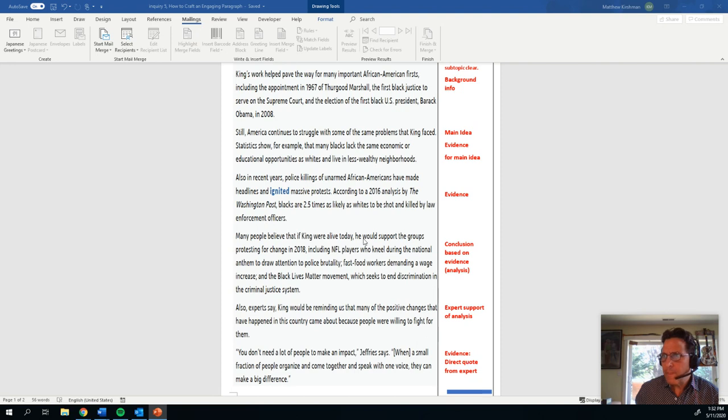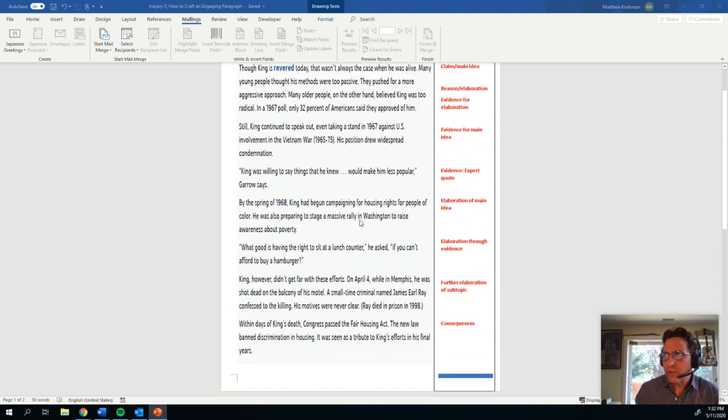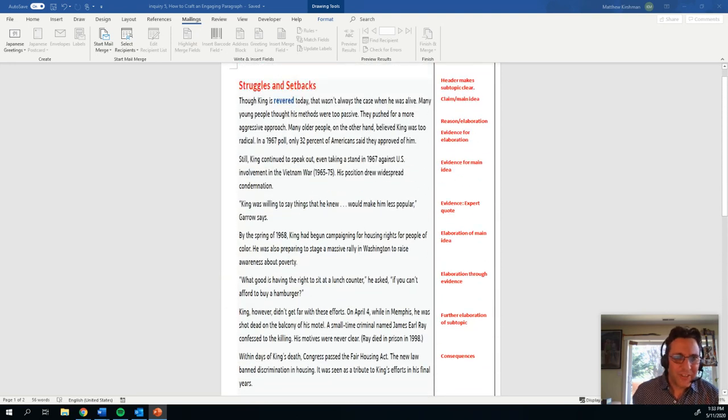And I'm noticing these two sections are not organized in the exact same way, are they? They have all those things you know about: claim, reason, evidence, analysis, and elaboration, but in different order.